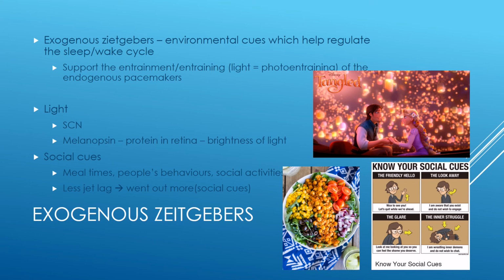Another less significant but still relevant exogenous Zeitgeber is social cues. And they can include things like meal times, people's behaviour, social activities, anything that you can think of. So if you imagine that you were teleported to somewhere else completely, just by looking around, particularly if it's in the UK, not necessarily in other countries, because obviously different cultures have different behaviours, you could probably work out from the type of food they were eating what time it was roughly. Was it breakfast? Was it lunch? Was it dinner? Possibly.